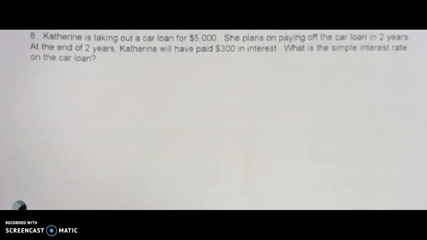In example 8, they tell us Catherine is taking out a car loan for $5,000. She plans on paying off the car loan in 2 years. At the end of 2 years, Catherine will have paid $300 in interest. So they want to know, what is the simple interest rate on the car loan?